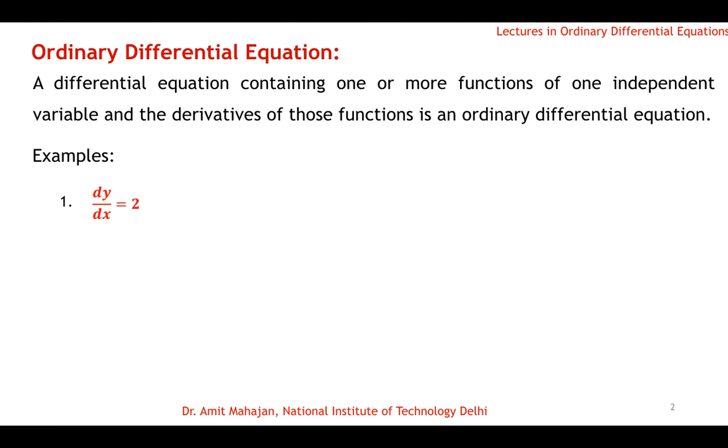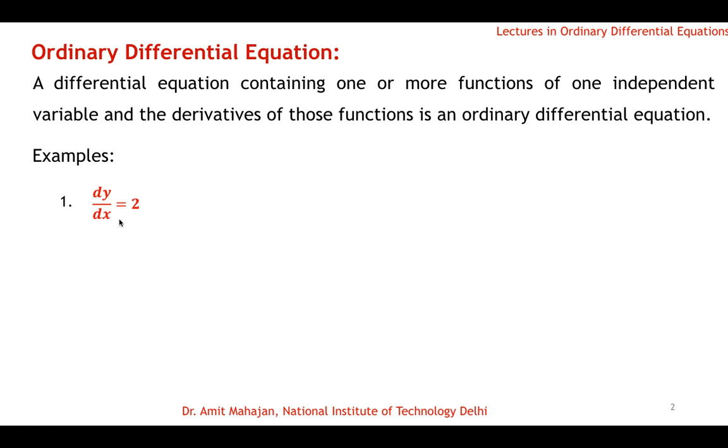Okay, say for example dy by dx is equal to 2. So it is an equation with a derivative term where the derivative is dy by dx, and it is ordinary because the independent variable is only one. There are two variables in this equation, y and x. The y is the dependent variable and x is the independent variable.